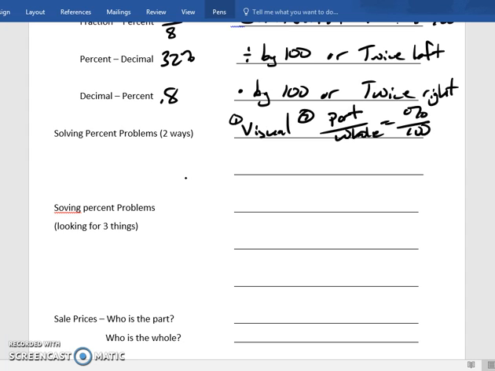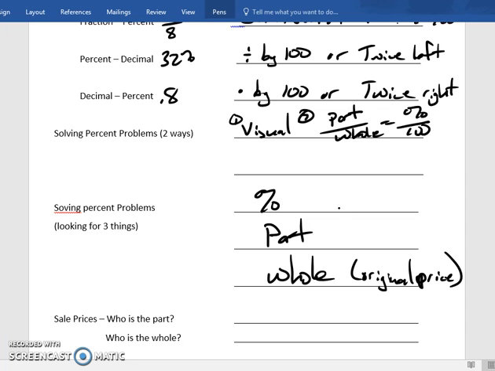All right, solving percent problems. Look for three things here. Okay, so the first thing I look for is definitely look for your percent. And then we got to figure out who is your part and who is your whole amount. Remember, your whole, that is your original price. All right, that's one way of looking at the part. That is your discount. Okay, a lot of other situations easier to figure out who's the part and who's the whole because of the context, but those are definitely key words that we want to be watching for.